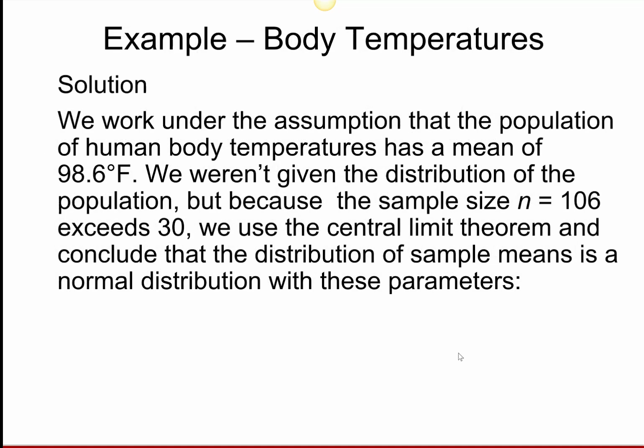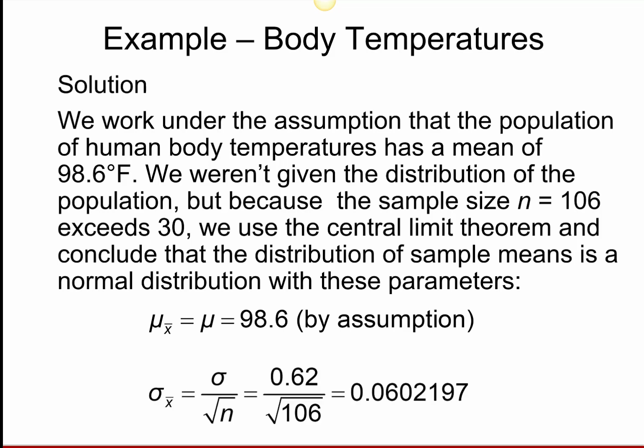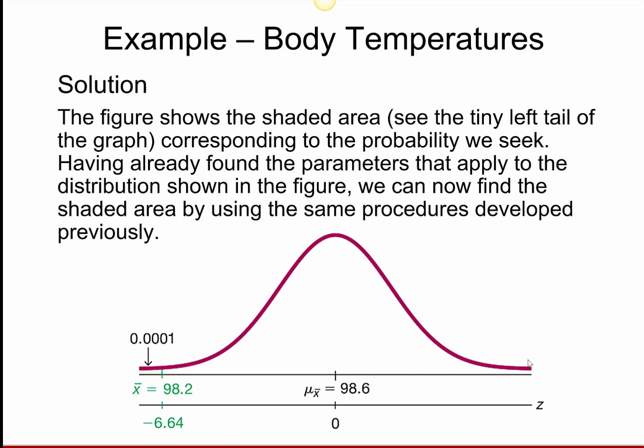So we're going to work under the assumption that the population of human body temperatures has a mean of 98.6. We weren't told if it was normally distributed, but our sample size is 106, and that's greater than 30, so we can use the central limit theorem. Mu is going to be 98.6, and the standard error of the mean is going to be 0.62 divided by the square root of our sample size, and we get this standard error right here. And then we're looking at 98.2 as our sample mean, and that's well below the population mean. And actually, if you do the z-score, it's negative 6.64.